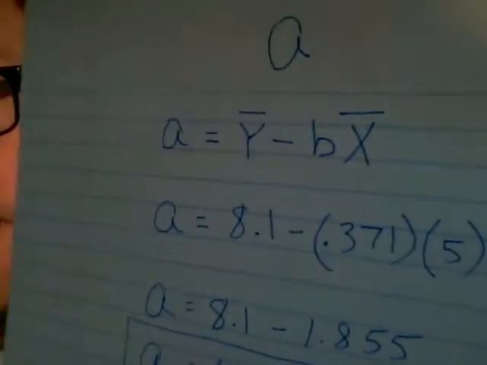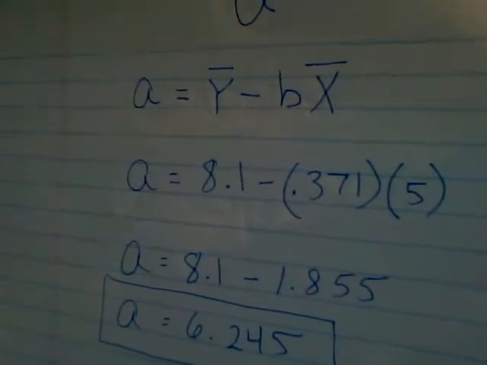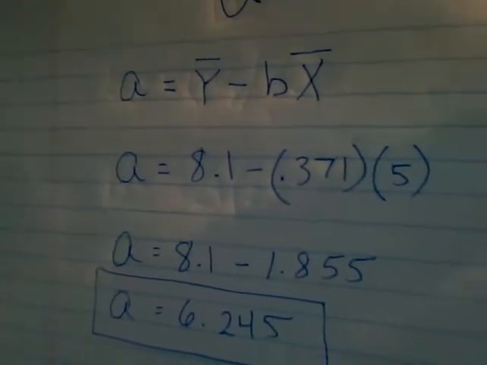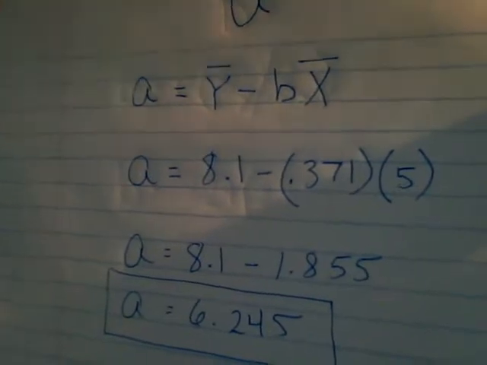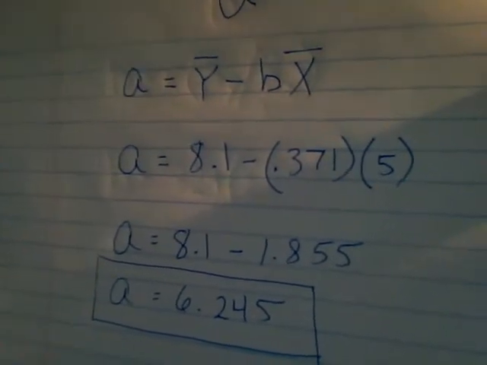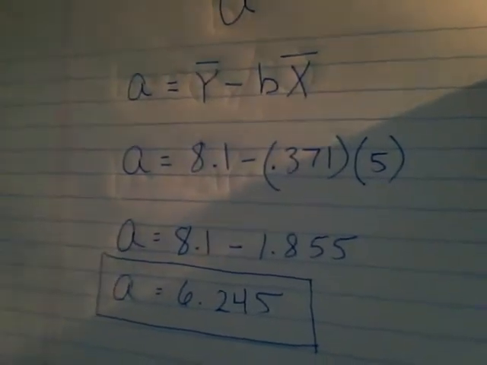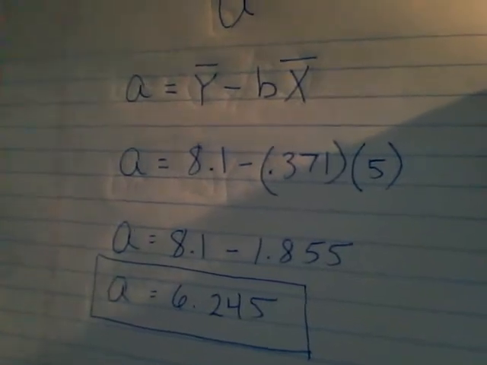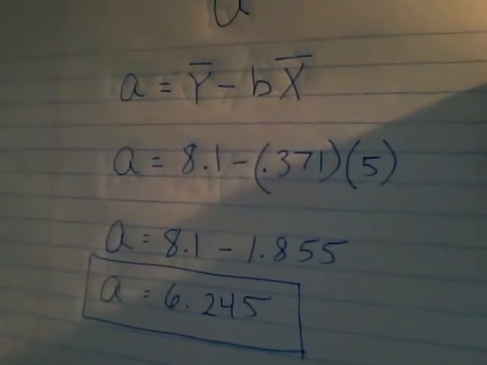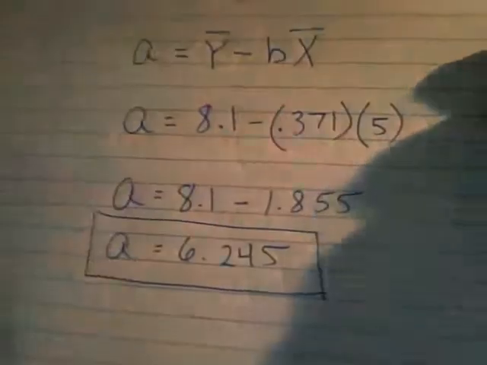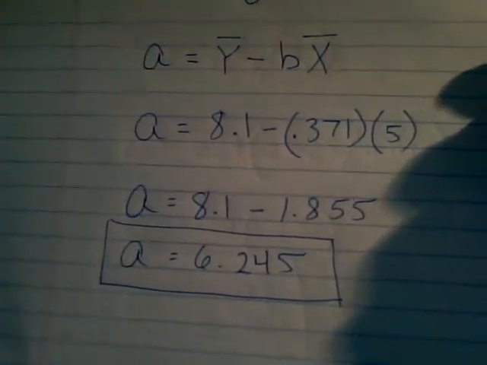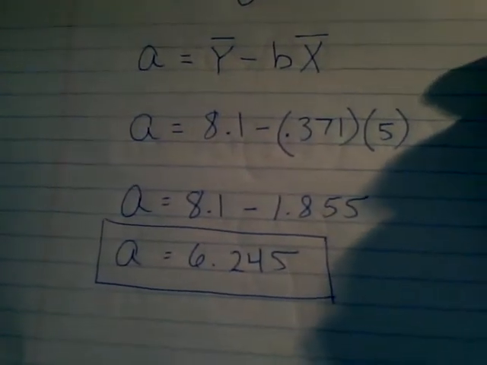Then we're in a position where we can calculate A. All right. Formula for A. It's the same as it was before. A equals the mean for your y variable minus your value for B, which we just found, 0.371, times the mean for your x variable, or 5. The next step, I just plugged in the correct information. A equals the mean of y, which is 8.1, that was given to you, minus B times the mean of x, or 0.371 times 5. Solving, A equals 8.1 minus 1.855, or A equals 6.245.